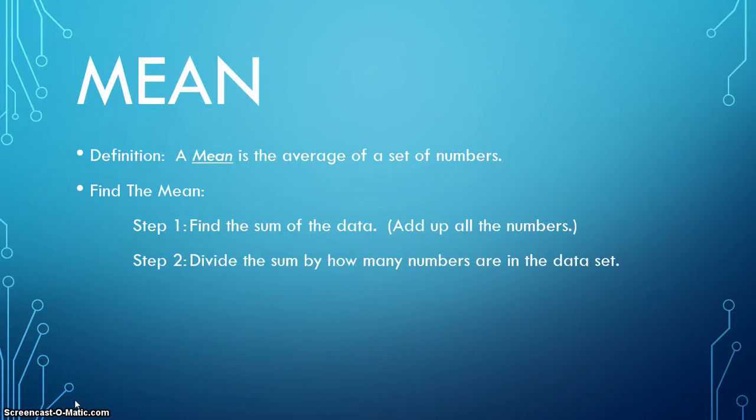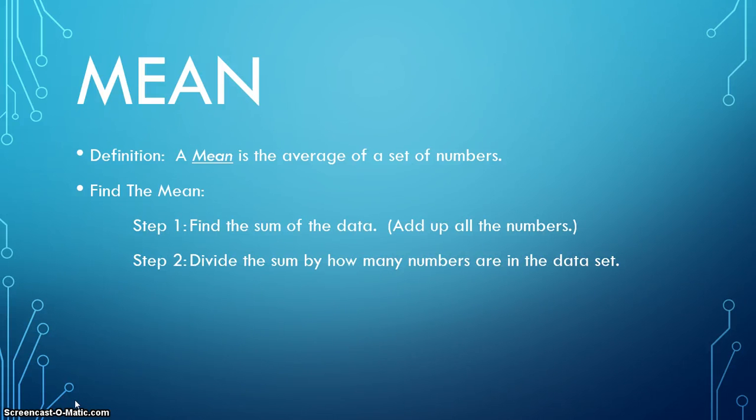Alright, so first things first, a quick review. Definition: a mean is the average of a set of numbers, and we can find the mean by first finding the sum of the numbers. That means we add up all the numbers in the set of data, and two, divide that number, the sum, by how many data elements there are.